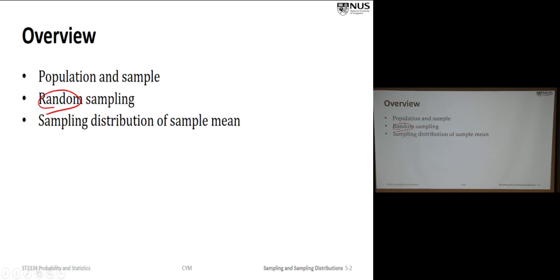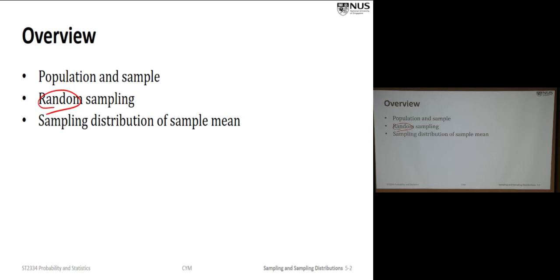Then, because I can select one sample, I can select another one, a third one, a fourth one, and so on. So I have a bunch of them. If I put all this together, all possible samples together, then I have a distribution. I have a way to describe all this.